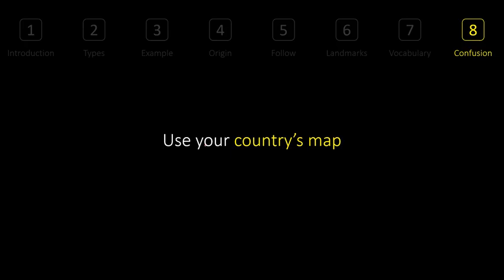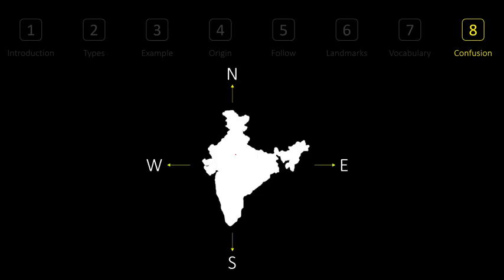Okay, my logic says use your country's map. For example, look at India itself. We have north here. If north is here, automatically on the right it's east, and on this side is west. So if north is here, definitely east is here, west is here, south is here. You must be knowing your country as well. Keep your country's map in your mind and you will never make a mistake in west or east.